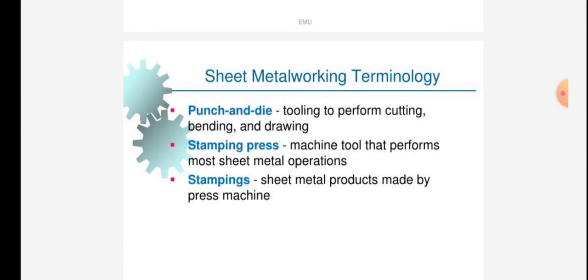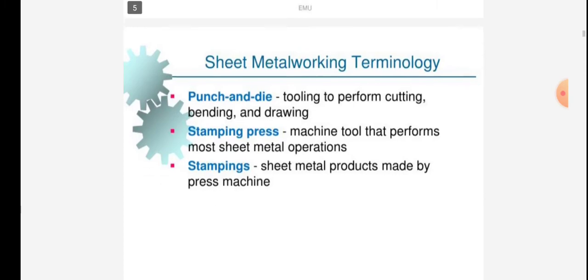Sheet metal working technology. In sheet metal working technology, punch and die tooling is used to perform cutting, bending and drawing operations. Stamping press is the machine tool that performs most sheet metal operations. Stampings are sheet metal products made by press machine.